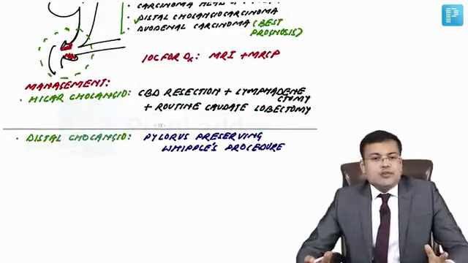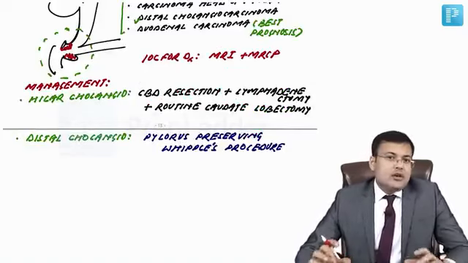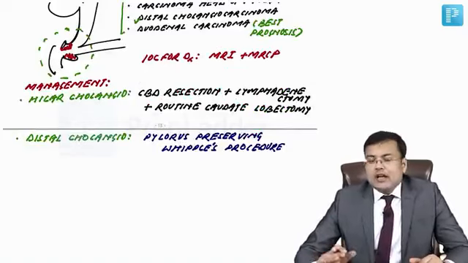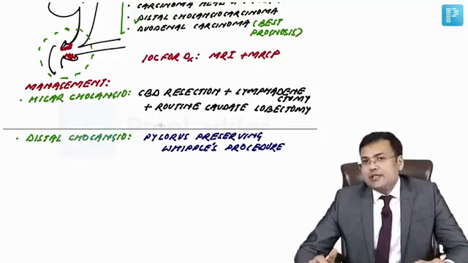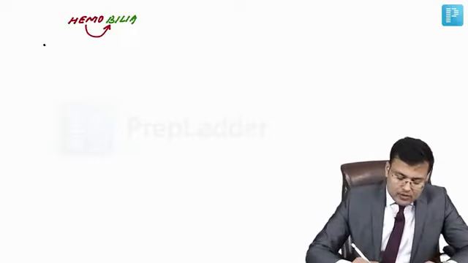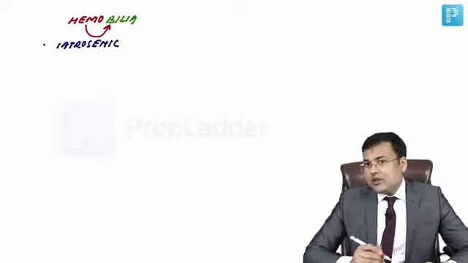So for hilar cholangiocarcinoma, we go for CBD resection plus lymphadenectomy plus routine caudate lobectomy, and for distal cholangiocarcinoma, it's pylorus preserving Whipple's procedure. Now, what is hemobilia? Hemo means blood, going into bile duct, hemobilia. What is the most common cause of hemobilia? It is iatrogenic, means during some investigation or intervention.